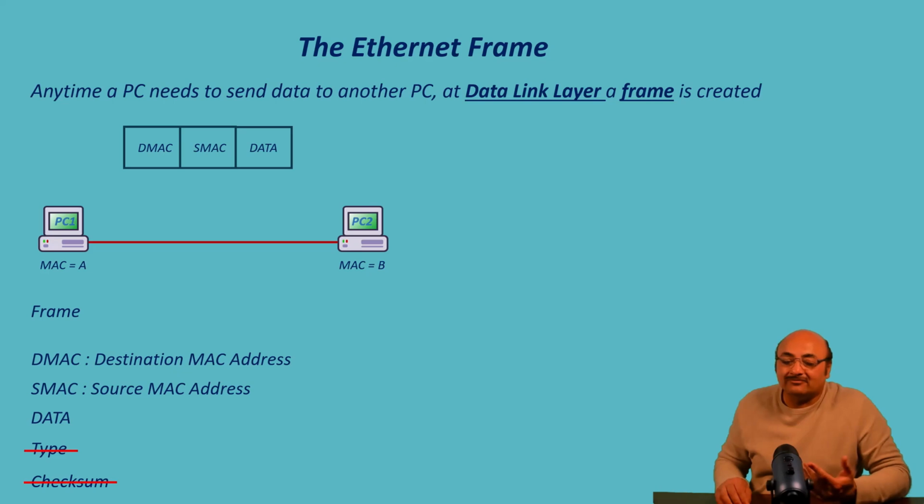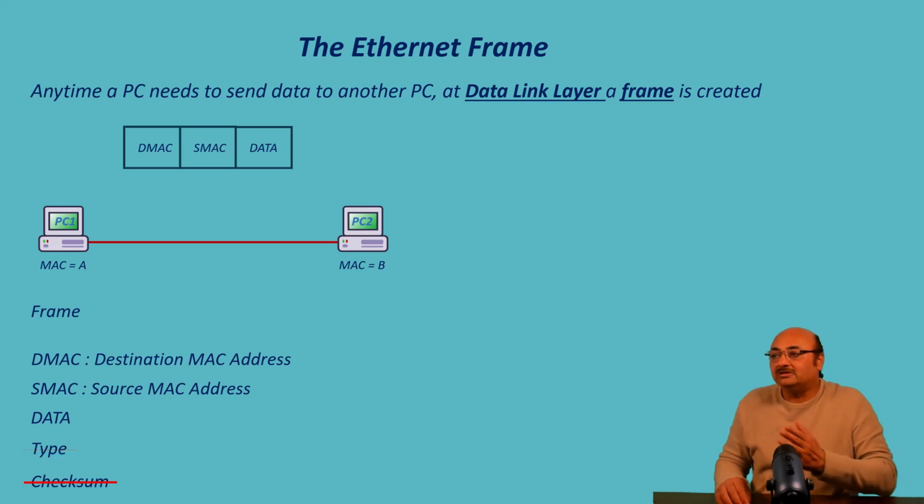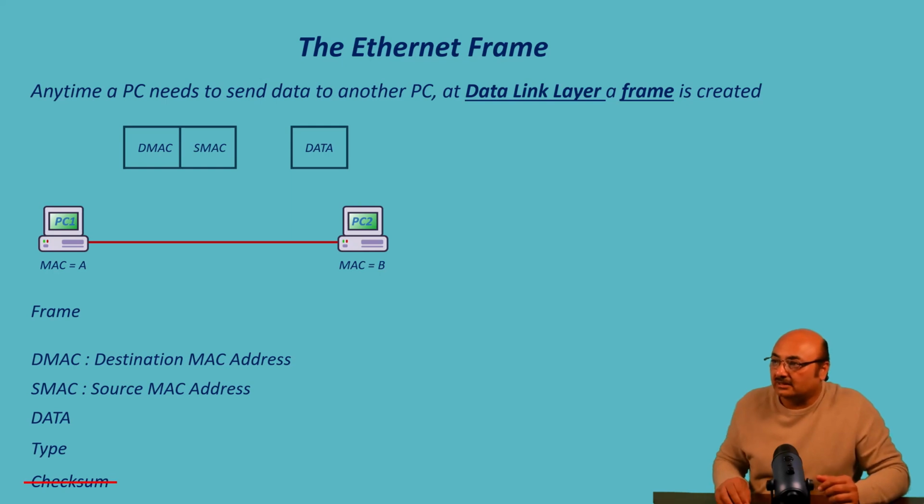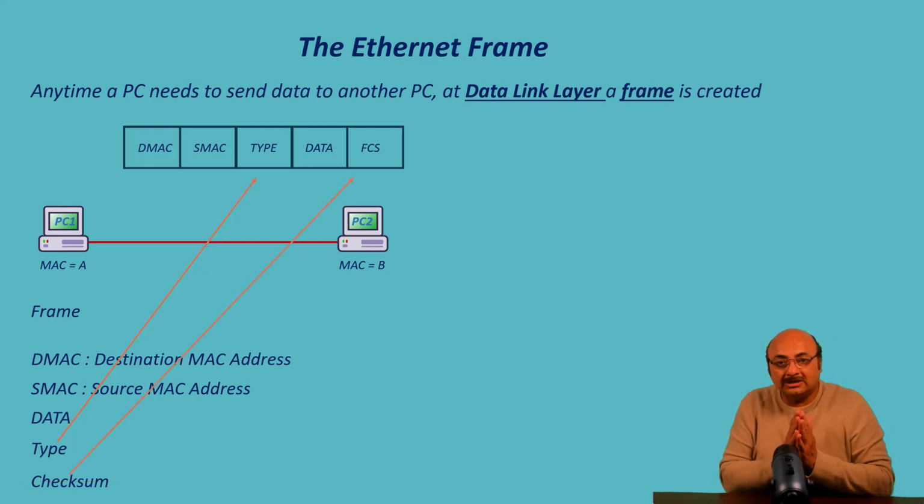Now, we have been referring to this all along. In the previous lesson, we learned that the type field falls between the SMAC and data. And now the checksum field, or the FCS field, is going to be at the very end after the data field in the Ethernet frame. That completes our complete Ethernet frame.